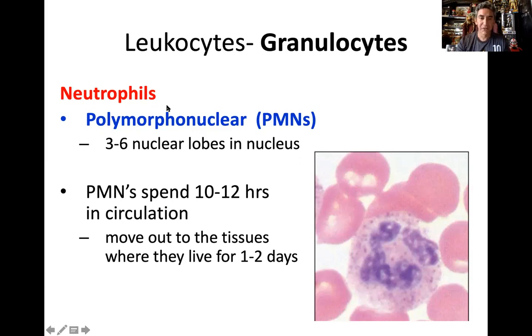Polymorphonuclear. So they have a nucleus that has many shapes, a multiple shaped nucleus, right? They're going to have between 3 and 6 nuclear lobes in the nucleus. So they don't have just a circular, little round nucleus. They have these sort of lobed nuclei. Why? I don't know. It doesn't really make the cell function more or less efficiently. It's just somehow the structure of the cell.